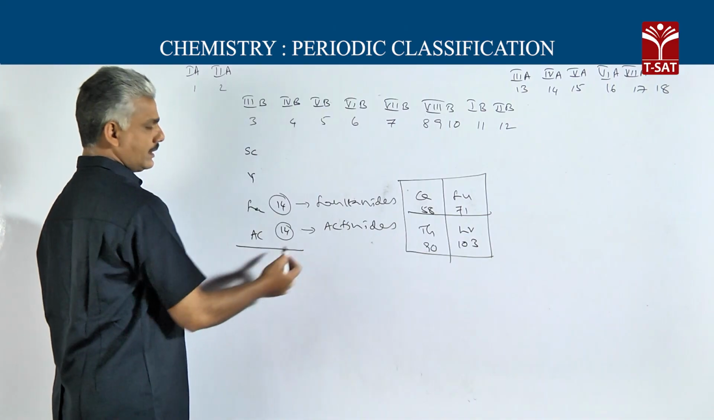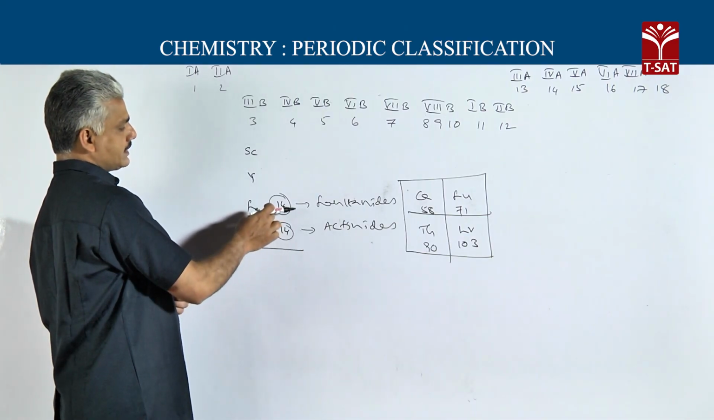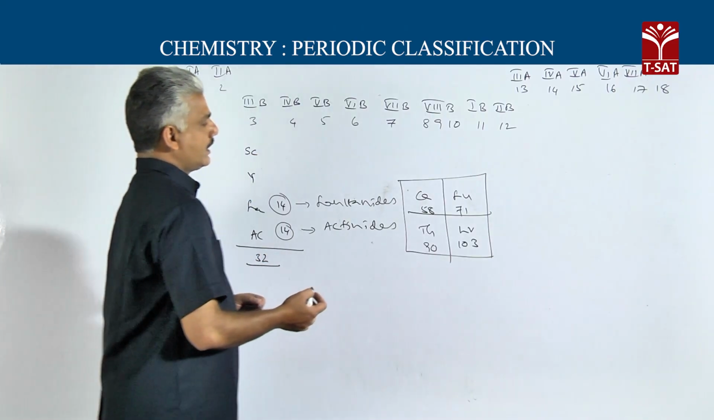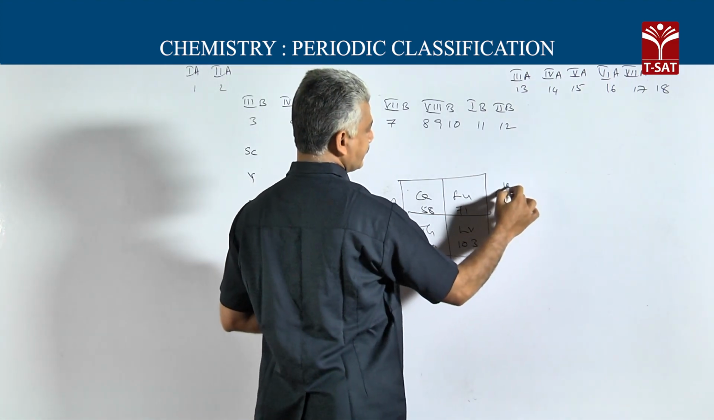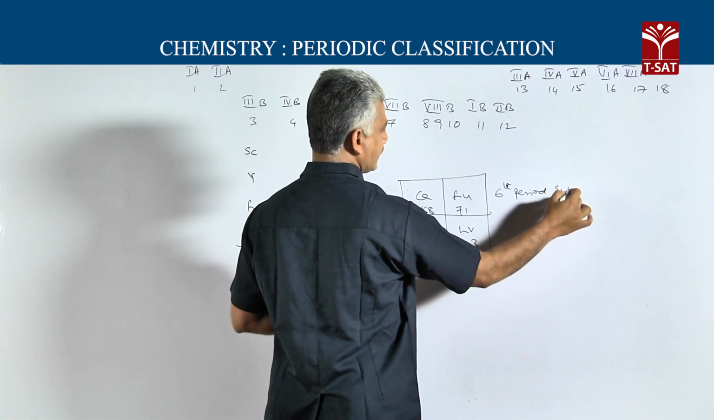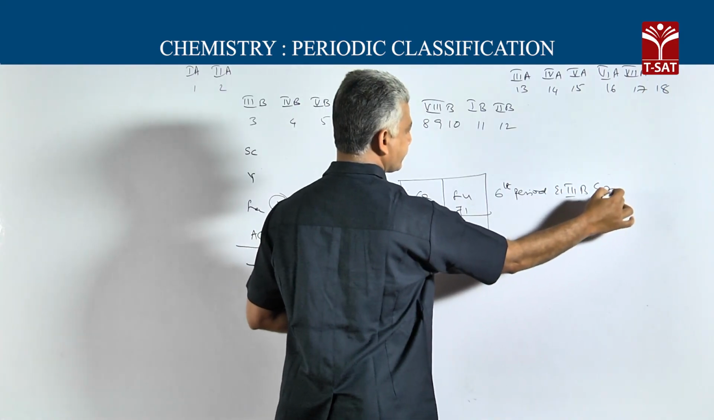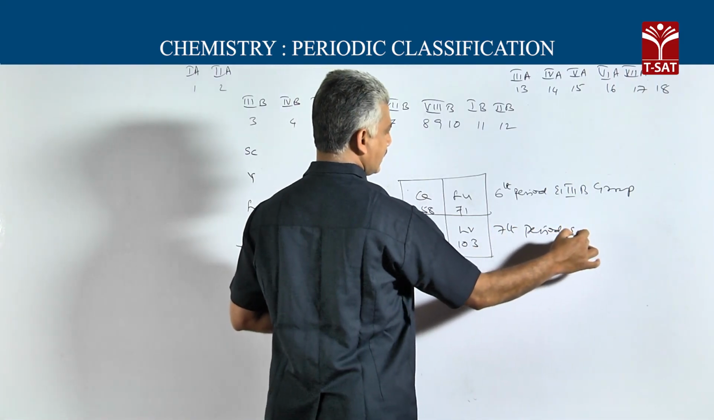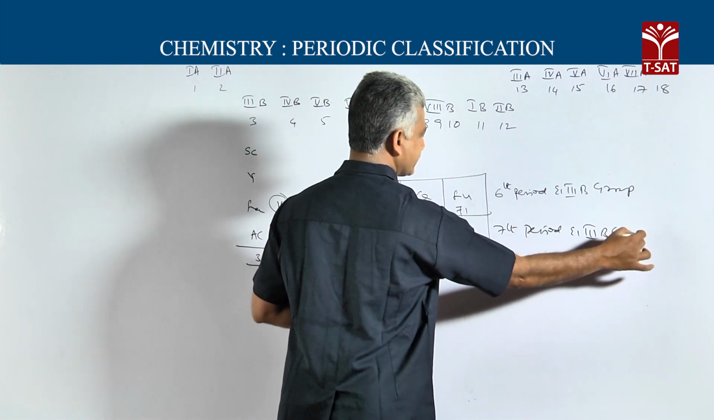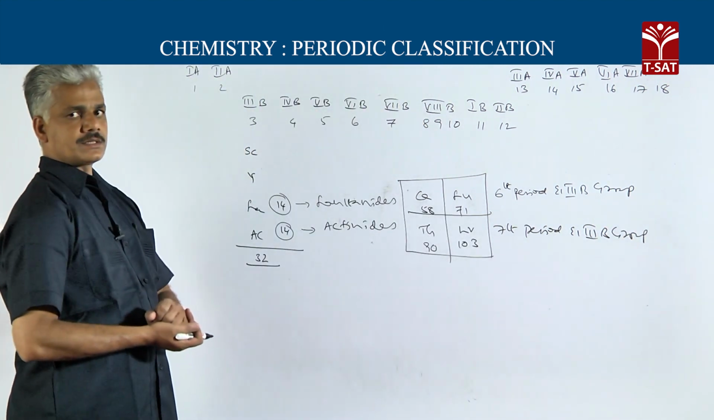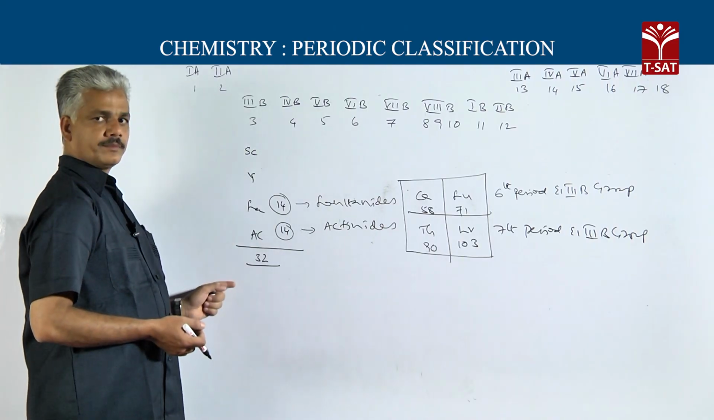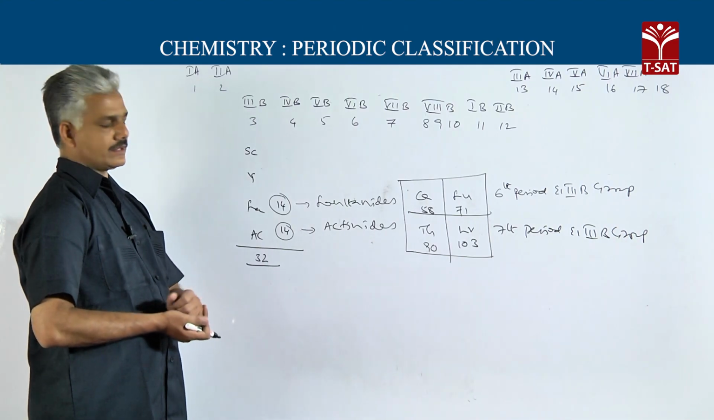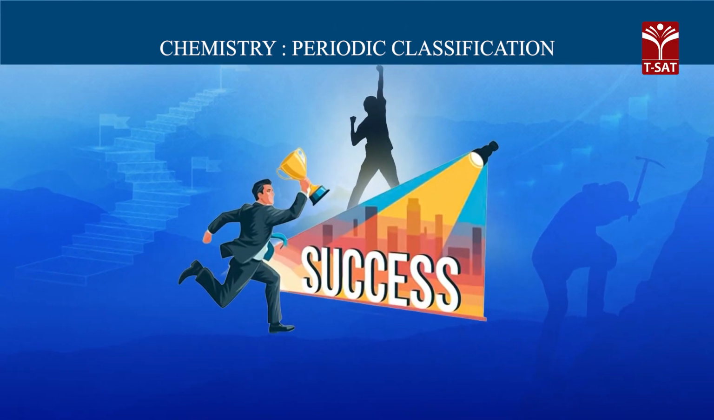That means, in 3B, the total number of elements present is 28 plus 4, 32. The lanthanides belong to the 6th period and 3rd B group, whereas actinides belong to the 7th period and 3rd B group. So, the longest group is the 3B group, whereas the longest period is the 6th period. Incidentally, in both, the number of elements present is 32.